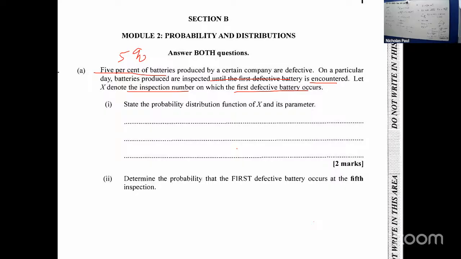Darian said it's geometric and he's quite right. X follows a geometric distribution. And the probability is what, Darian? 0.05. You're smart tonight.